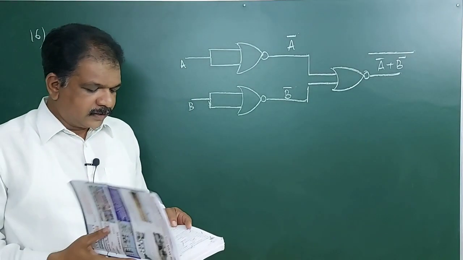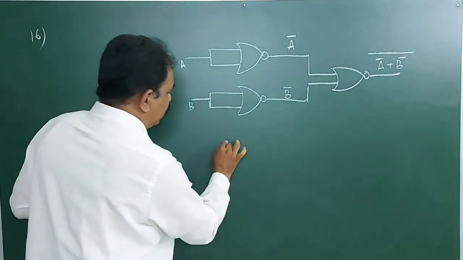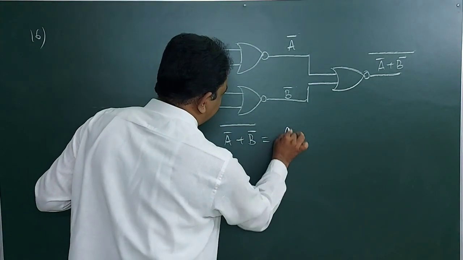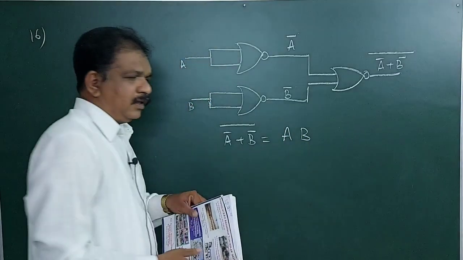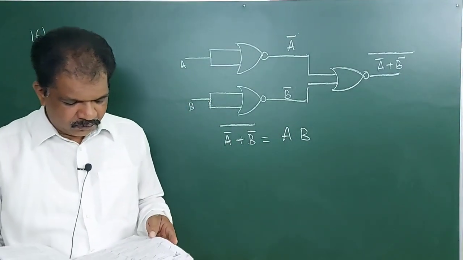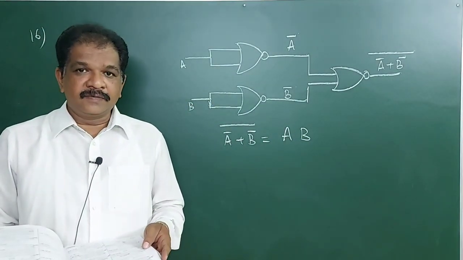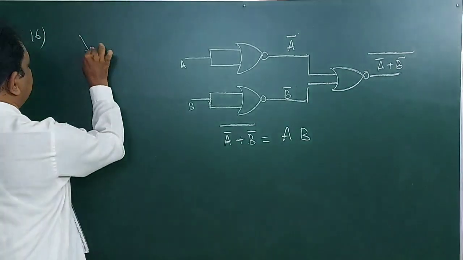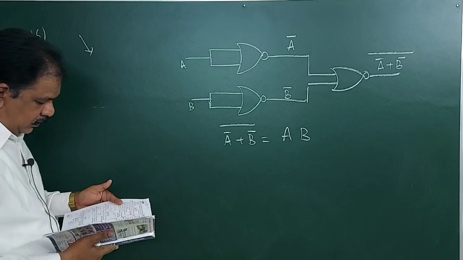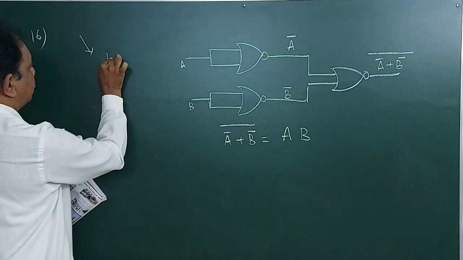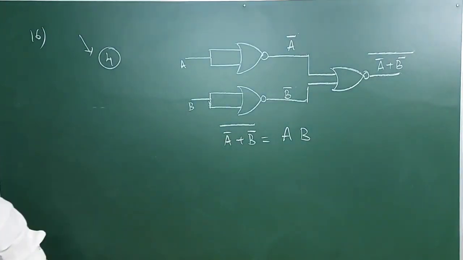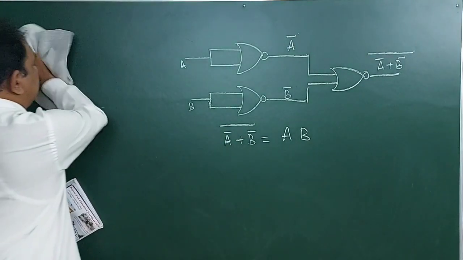From De Morgan's theorem, A bar plus B bar whole bar is equal to AB. So what we will get finally is AB, which is an AND gate. So the answer to the 16th question will be the 4th option. Clear? Next. 17th question, see.